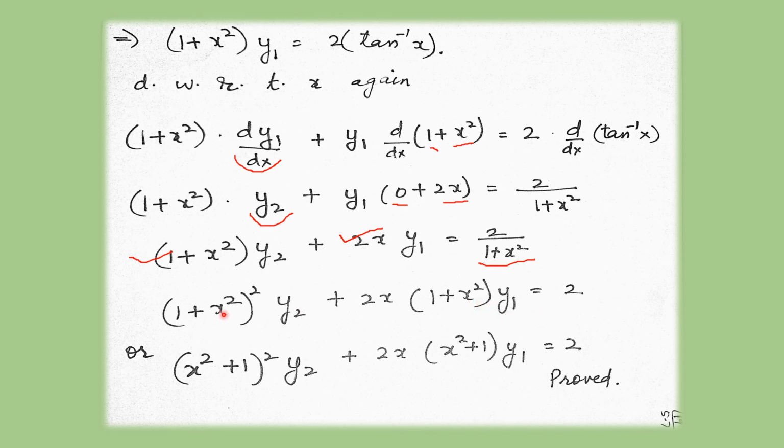Okay, so here you can write 1 plus x square as x square plus 1, which is asked in the question. You will write x square plus 1 whole square y2 plus 2x (x square plus 1) y1 is equal to 2. So basically I haven't done anything wrong here. This is actually 1 plus x square. It can be easily written as x square plus 1. And here also it is 1 plus x square, which can be easily written as x square plus 1, just to get into the format of the question. So you get the answer, which states that x square plus 1 whole square into y2, that is the second order derivative, plus 2x into x square plus 1 into y1 is equal to 2. This is proved. So this is the answer to question number 17.